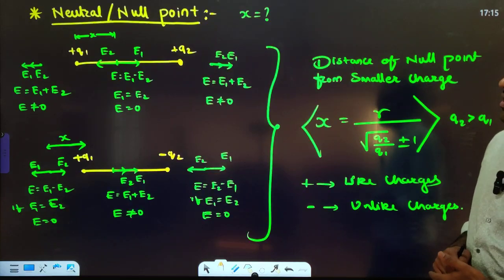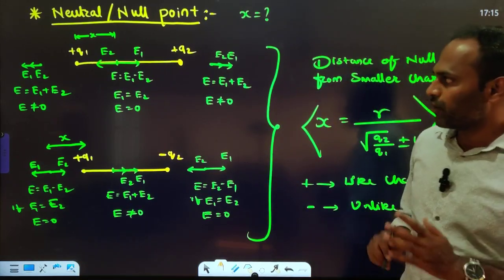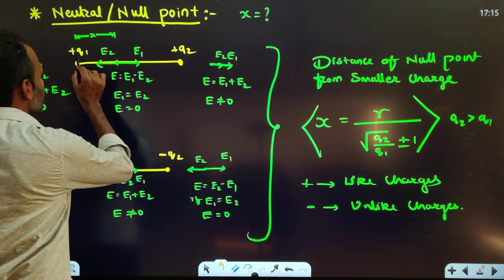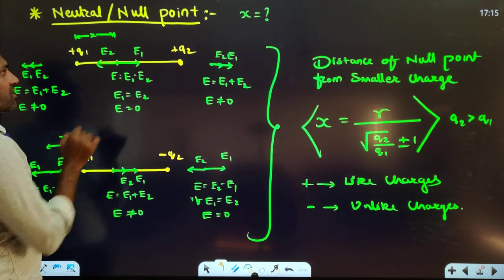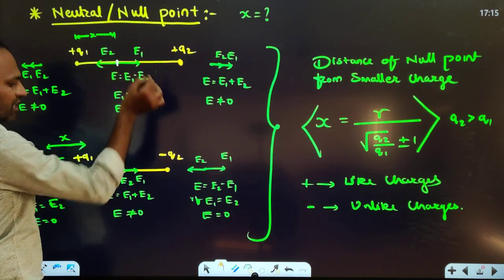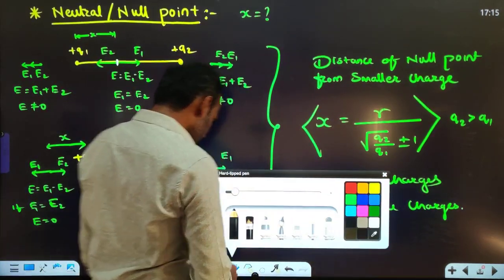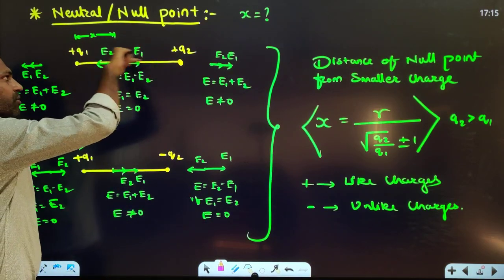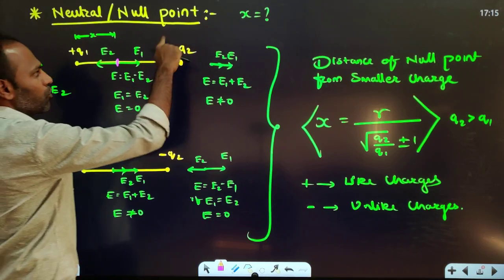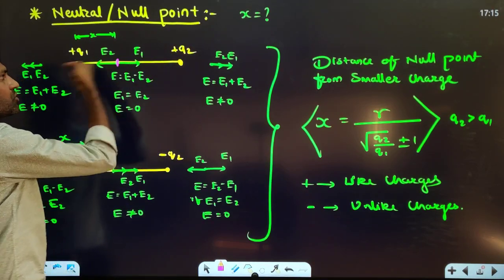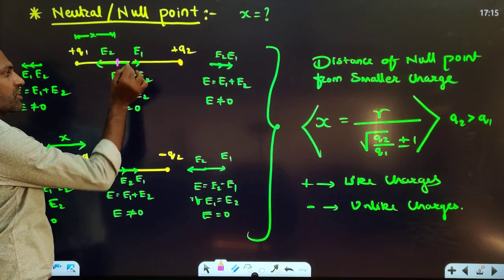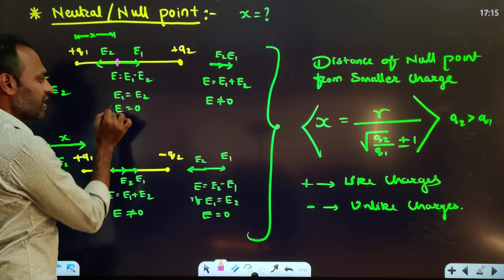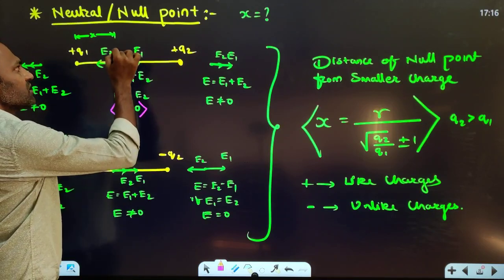Okay, next we'll go for one more concept called the neutral point. See, a neutral point is where the net electric field is zero, right? Here, I have taken two like charges, plus q1 and plus q2. If I take a point in between the charges, then at this point, due to the plus q1 charge, the electric field will be in this direction, radially outwards. Due to the plus q2 charge, the electric field will be in this direction, radially outwards. Here the electric fields are opposite in direction, so the net electric field will be E1 minus E2. And if E1 and E2 are equal in magnitude, then the resultant electric field will be zero. So this is said to be a neutral point.